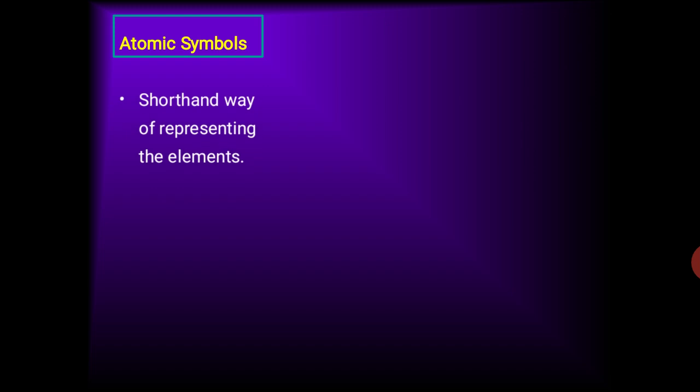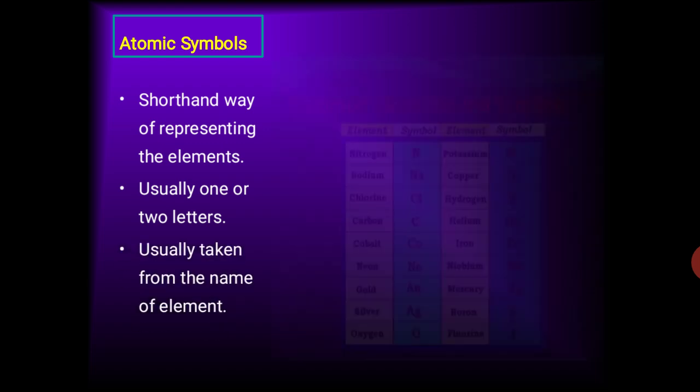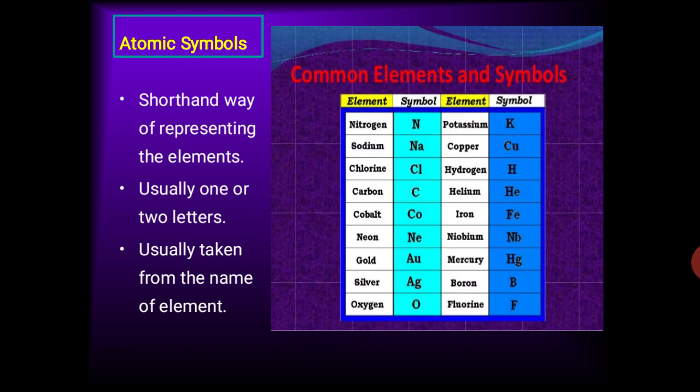Now move to atomic symbols. The shortened way of representing an element is actually the atomic symbol, usually one or two letters, usually taken from the name of the element. This is a list of common elements and their symbols. For nitrogen, N. For sodium, Na. Why? Because sodium is derived from the Latin word natrium. So that's why it is given the symbol Na. Then chlorine, Cl, carbon, C, cobalt, Co, and so on. So we can easily learn their symbols.